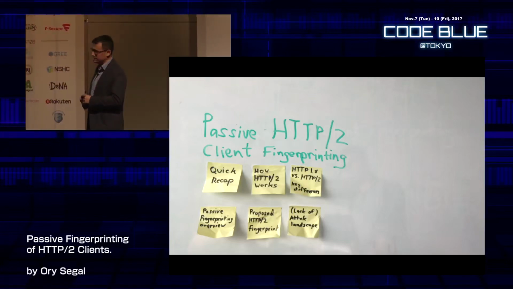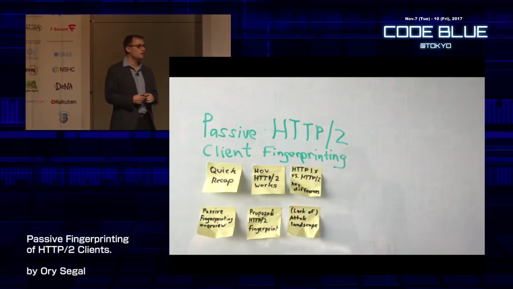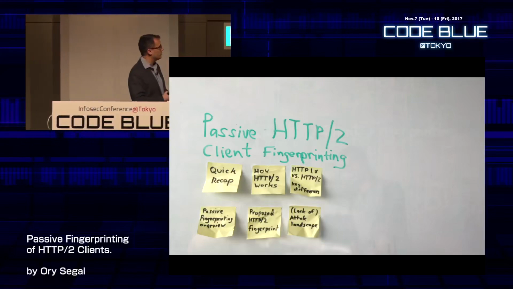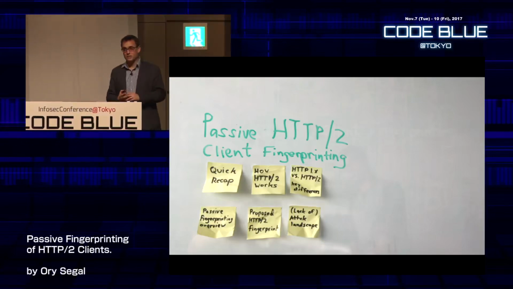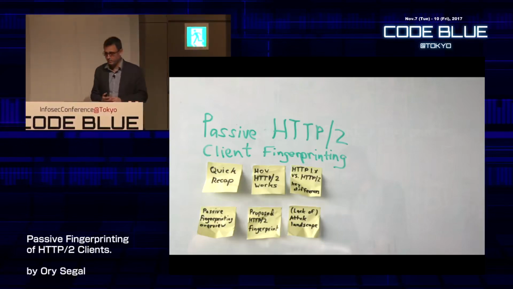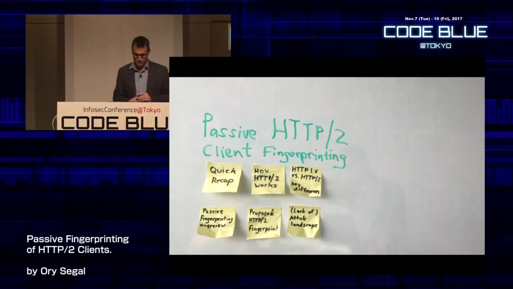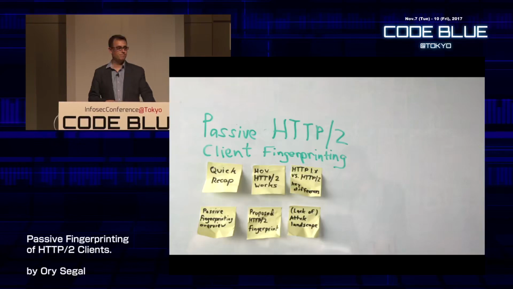We talked about the differences between HTTP 1 and HTTP2. And we talked a little bit about what is passive fingerprinting. And we also discussed how you do passive fingerprinting with HTTP2. And then, sadly, we talked about the lack of attack landscape for HTTP2. Hopefully, by next year, I'll have some, I don't know if to say better or worse news for you about this. And that's it. Thank you.